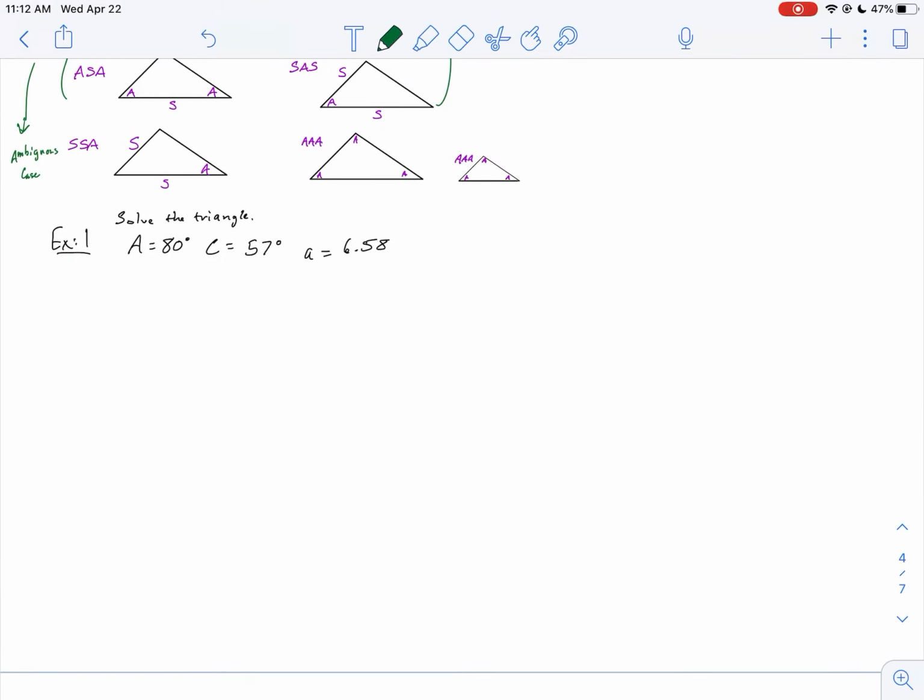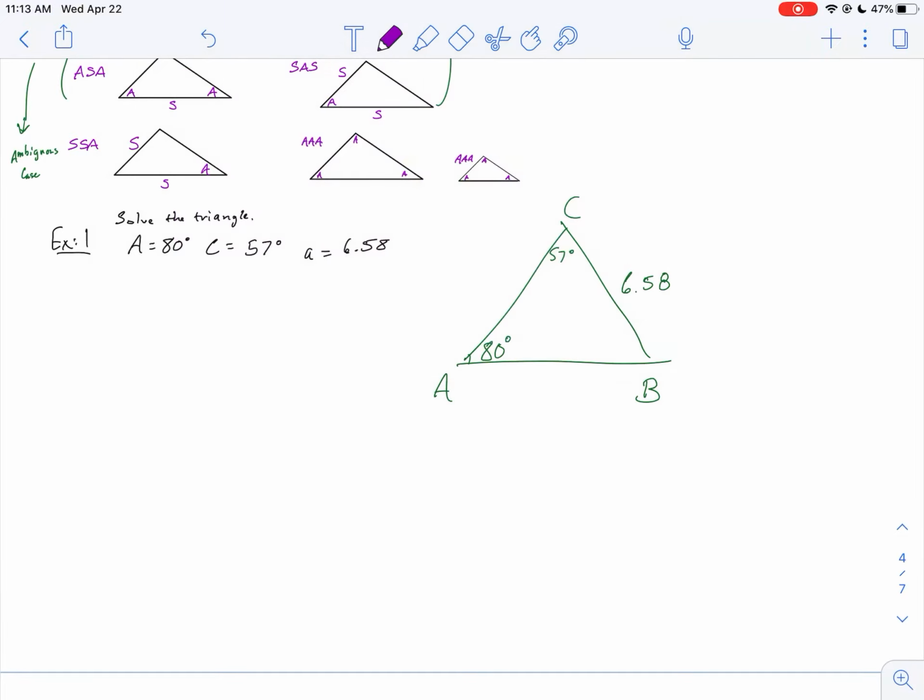So let's go ahead and solve a triangle. I've got a triangle ABC, and I didn't even bother to really draw it to scale. You see that angle A is 80 degrees, angle B is 57 degrees. Oh, that's not right. Angle C is 57 degrees. And side A is 6.58.